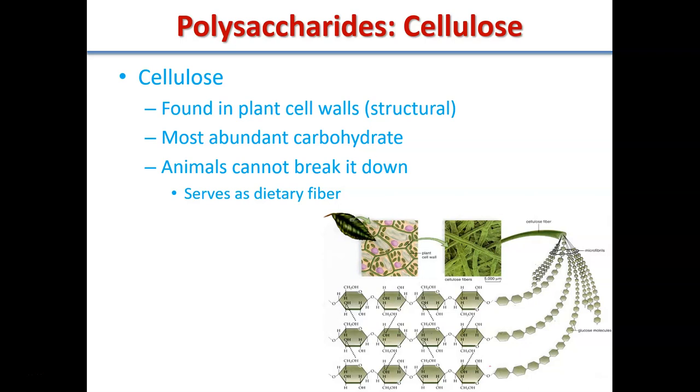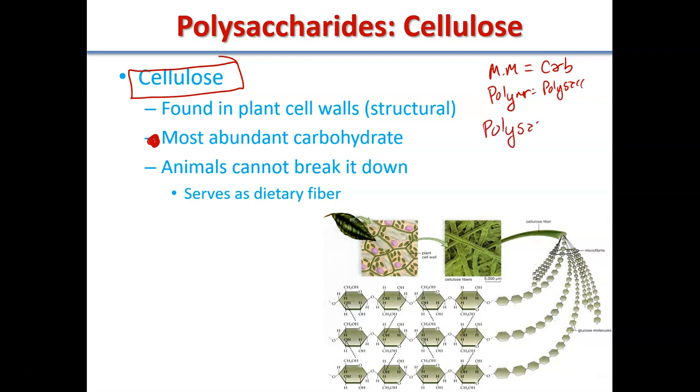Another polysaccharide is cellulose. So cellulose is the most abundant carbohydrate. So again, if I ask what is the most abundant macromolecule, you're going to say a carb. If I ask what is the most abundant polymer, you're going to say a polysaccharide. If I say what is the most abundant polysaccharide, you will say cellulose, right? I hope you're seeing the flow of those questions. So cellulose is found in plant cells, and the reason it's so abundant is think about all the plants around you. So every blade of grass, every leaf on a tree, all of that has cellulose in it.